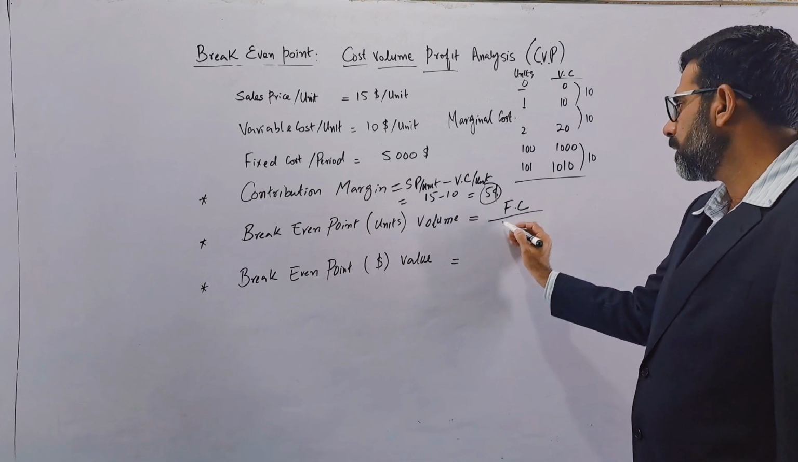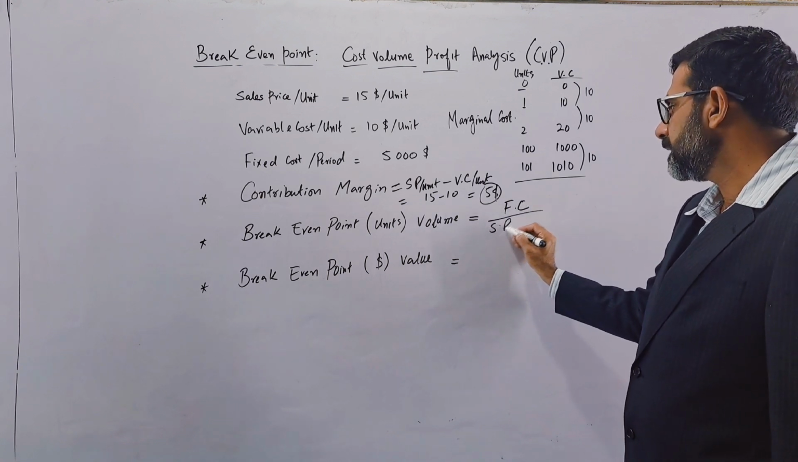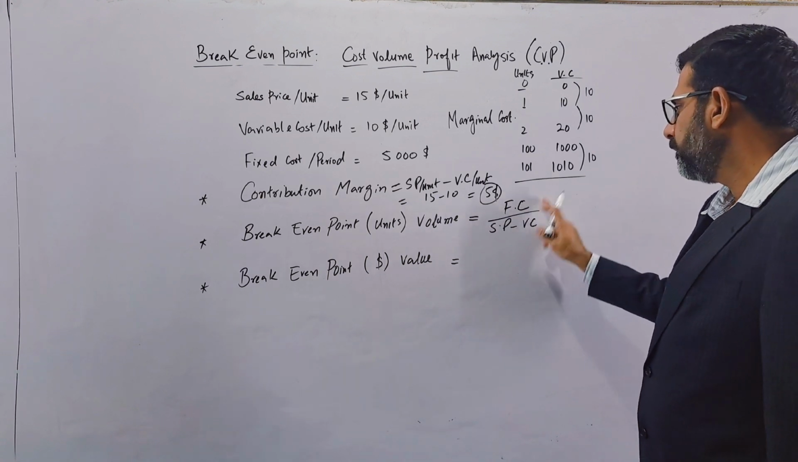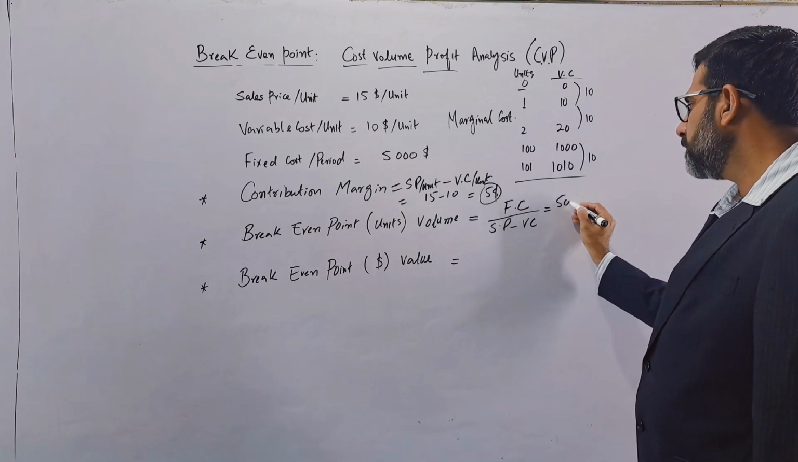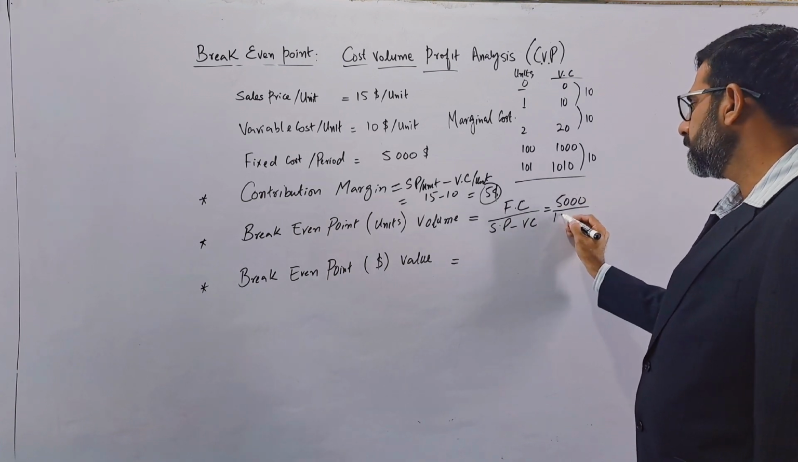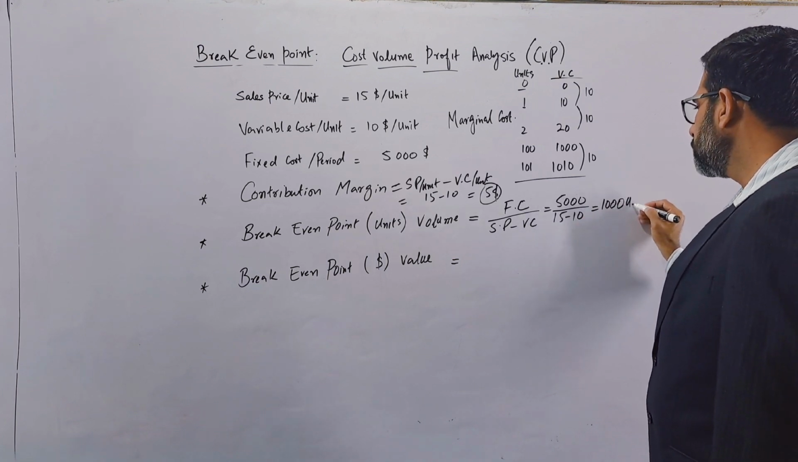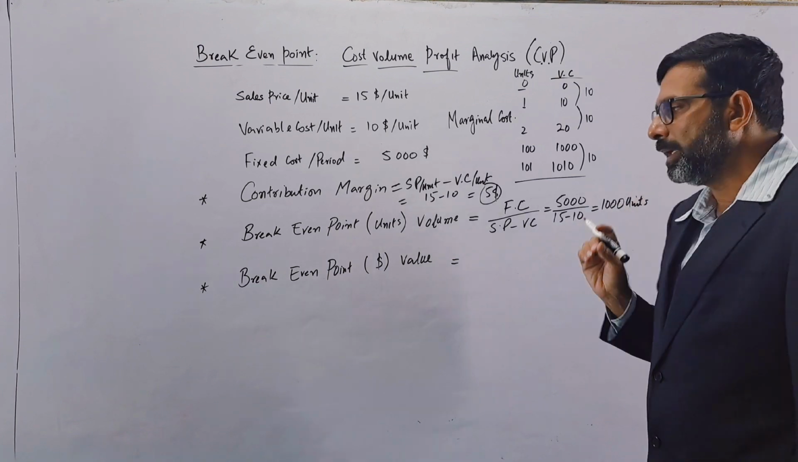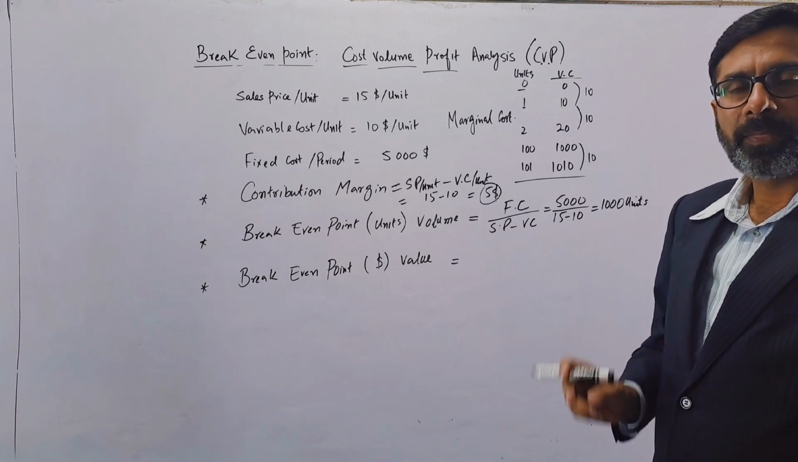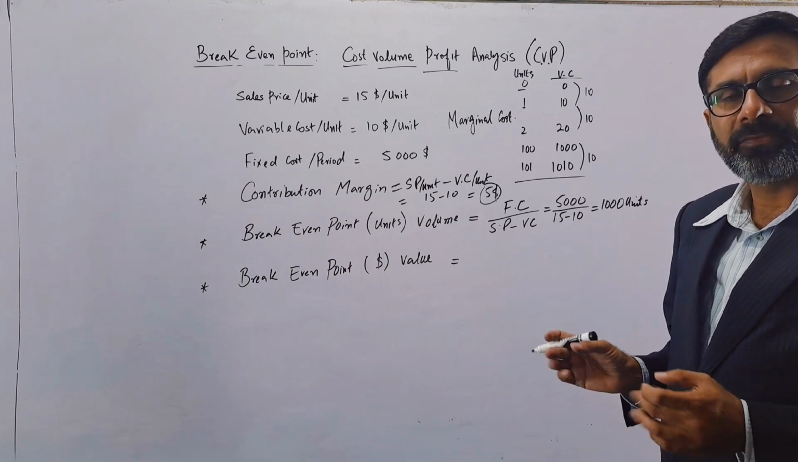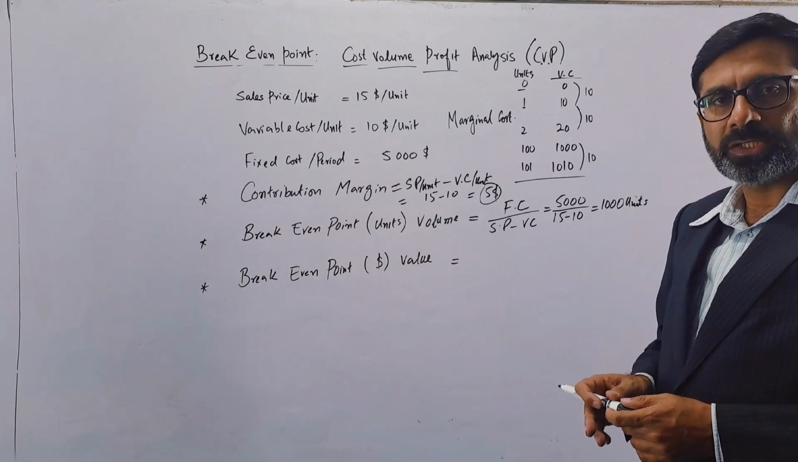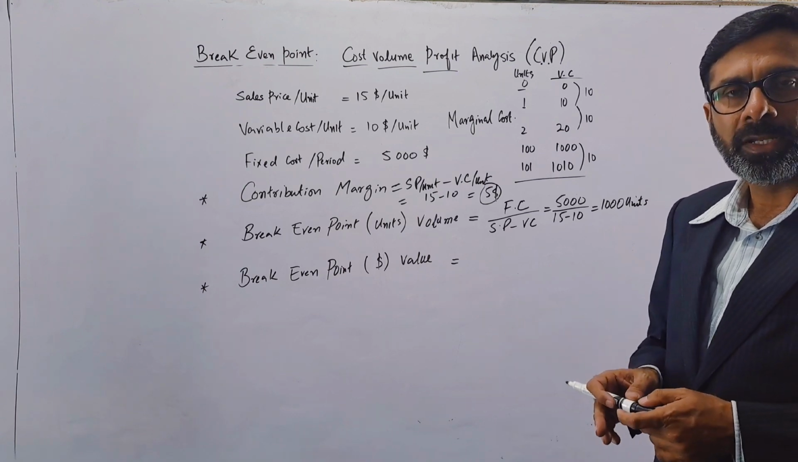That was the fixed cost divided by the sale price minus the variable cost. So it is 5,000 as in the question, divided by 15 minus 10, so the answer is 1,000 units. It means if they are selling 1,000 units, the company will have no profit, no loss. So the company will be at the break-even point.